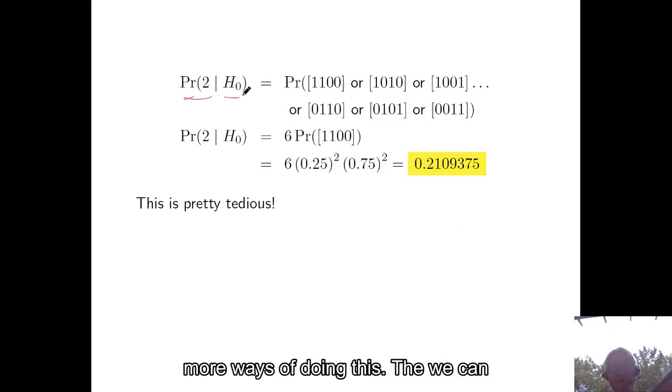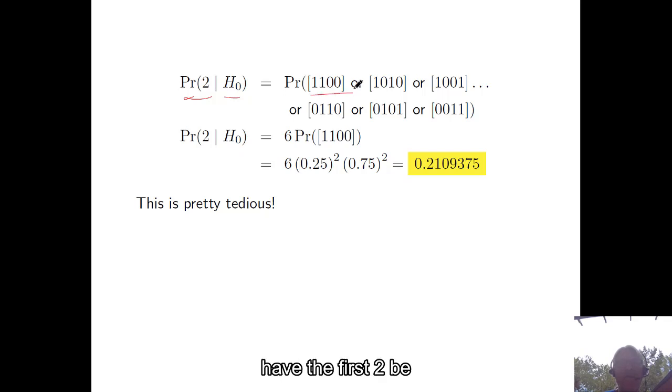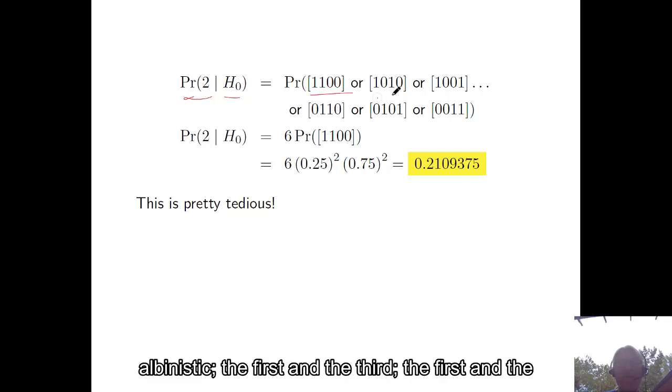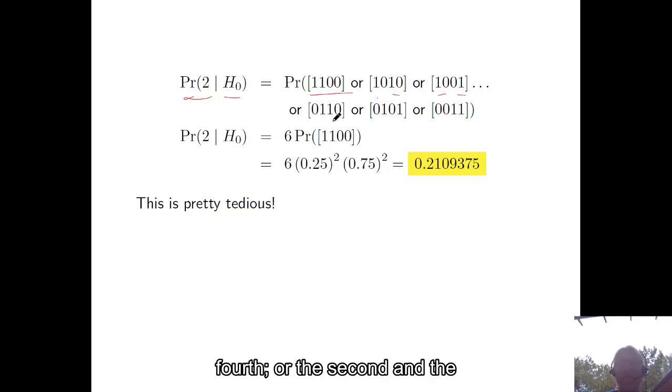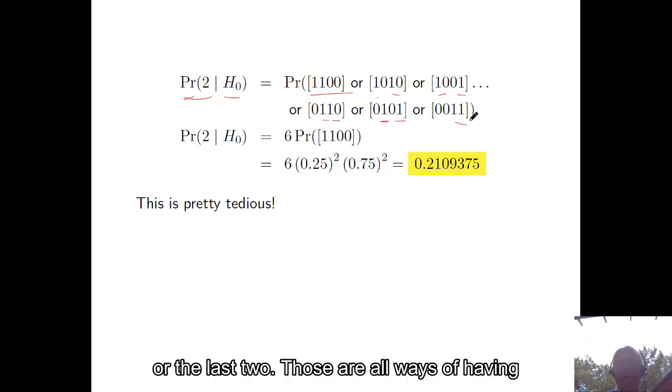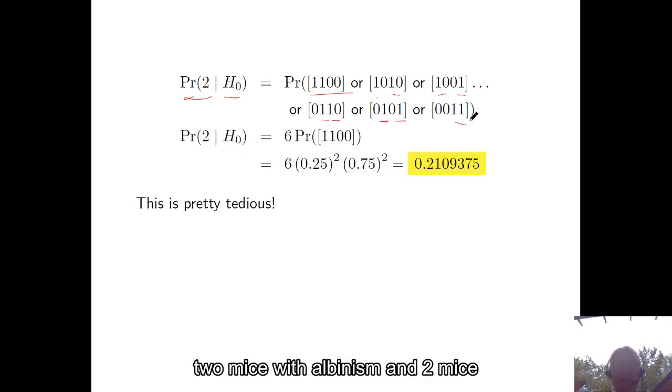Well, there's more ways of doing this. We can have the first 2 be albinistic, the first and the third, the first and the fourth, or the second and the third, the second and the fourth, or the last 2. Those are all ways of having 2 mice with albinism and 2 mice that are not albinistic in a sample of 4. There are 6 of those.